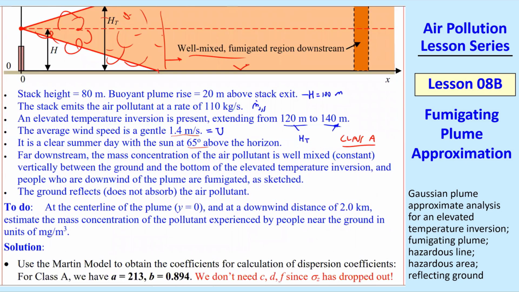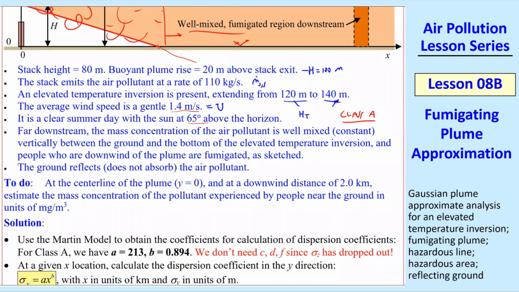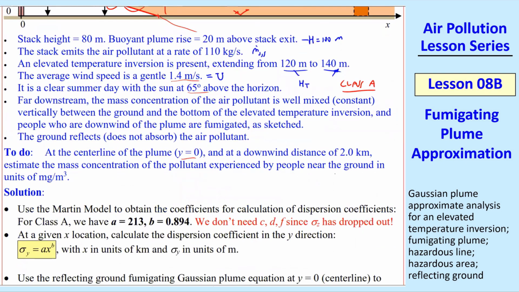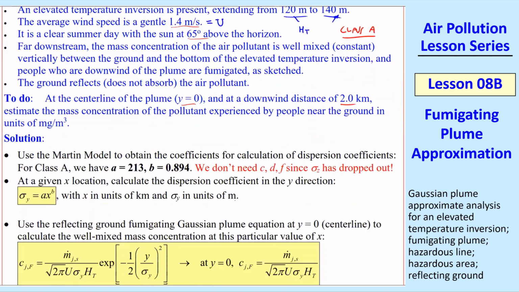And it's a reflecting ground. If it wasn't a reflecting ground, you'd lose some of that like we talked about previously, but all of this pollution is trapped there. And at the center line, y equals 0, we want to find this approximate CJ at some distance. I picked 2 kilometers and just calculate that.